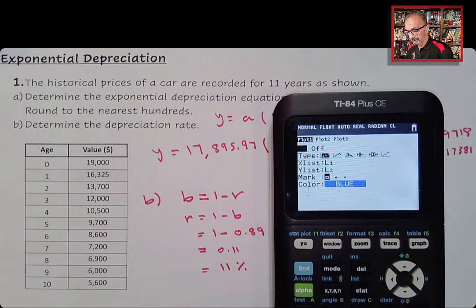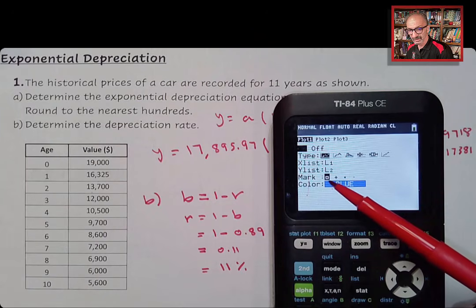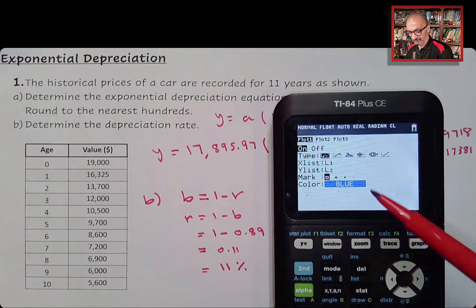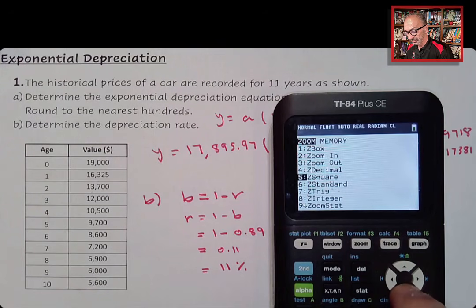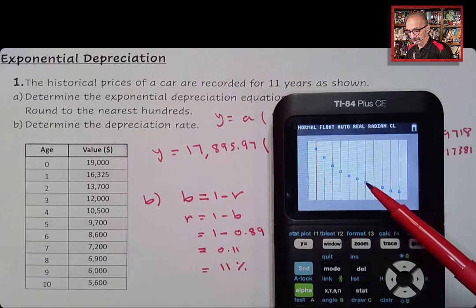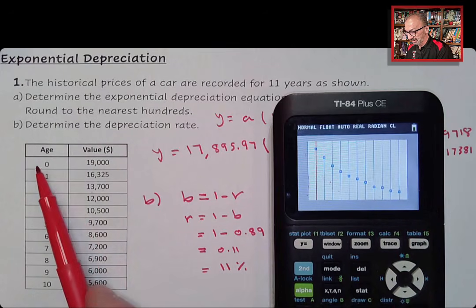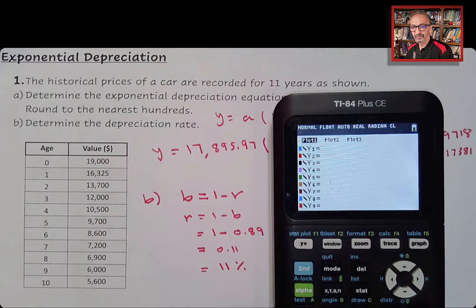Here we go. Now it's on. I'm doing a scatter plot from L1 and L2, and let's see it as small boxes instead of this tiny dot. Here we go. Graph. Still it's not showing. So let's go to zoom and zoom stat, which is number 9. Enter. Now you see it. These are the numbers that are coming from this table. 0, 19,000, that's this one right here. And the last one is right here, which is 10,5600.